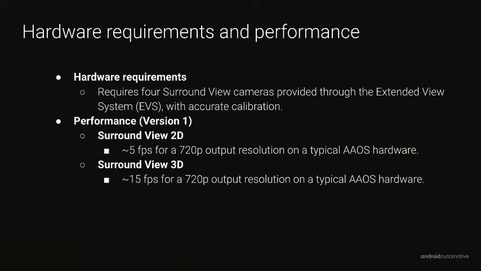The rest is basically performance, which depends on how powerful the hardware is, and here are some numbers that we'd like to put. For surround view 2D, we currently have 5 frames per second for a 720p resolution output on a typical Android Automotive device hardware. And similarly, for the 3D, it's 15 frames per second for a 720p output. This is the first version, and we will be improving as we go ahead.